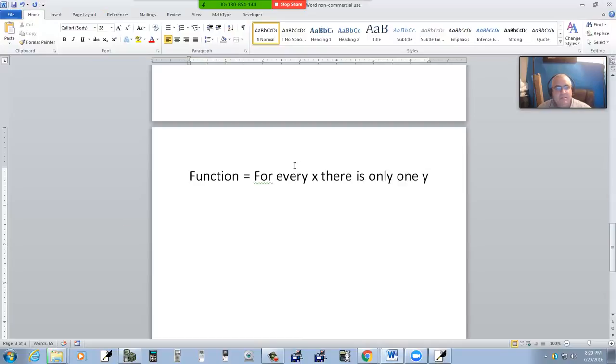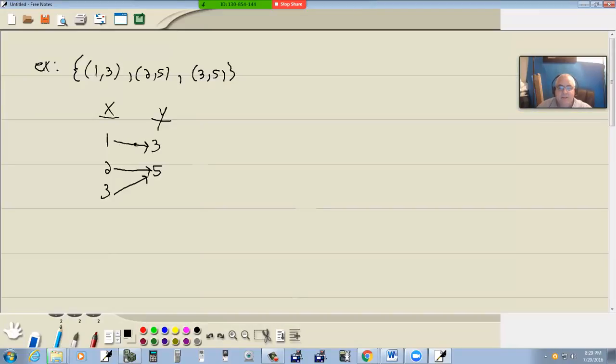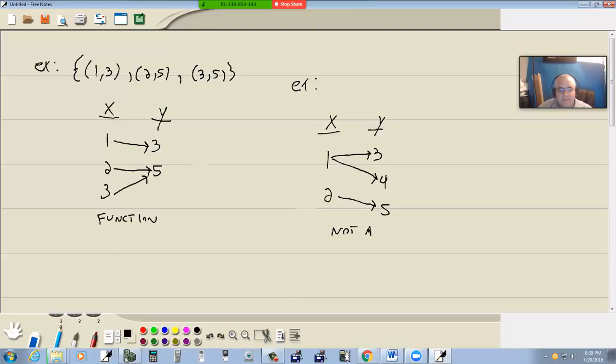Now our definition over here says for every x there's only one y, which means you can only have one line coming out of each number. So this would be a function. Now if you had a different example where you came up with your x's and your y's, and you had a line coming out of here to go to the 3, and you also had one coming out of the 4, then for every x there's only one y, this would have two lines coming out of it. So this one would not be a function.